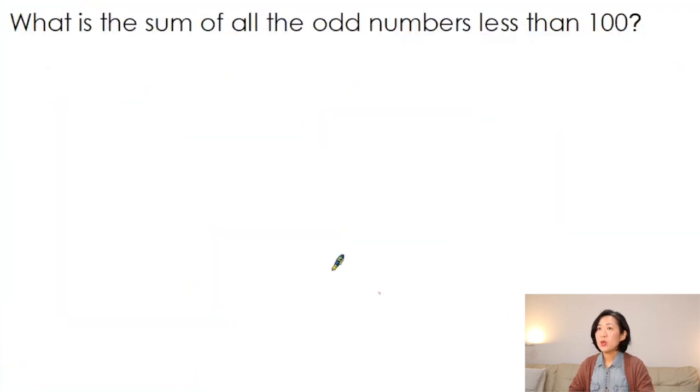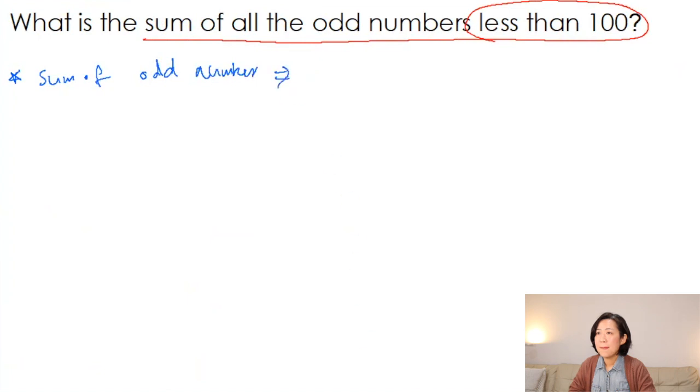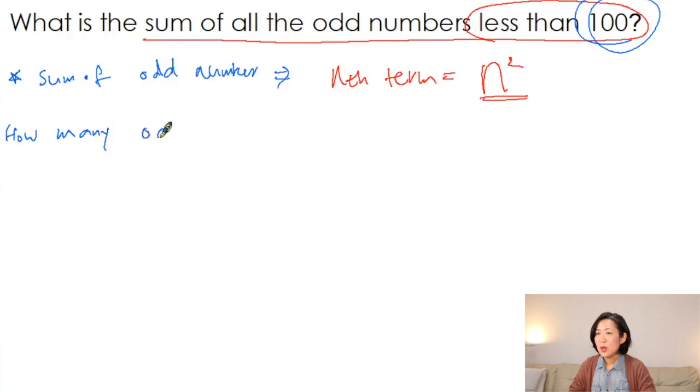Let's have a look at this one. What is the sum of all odd numbers less than 100? If you got this question, how will you solve it? So again, we need to use our number sequence knowledge. Now thinking about it, we know that the sum of odd numbers is the same as a square number, right? So now all we need to do is figure out what is n. The nth term will be n squared, right? Then what is n? How many odd numbers do you add up to 100, right?